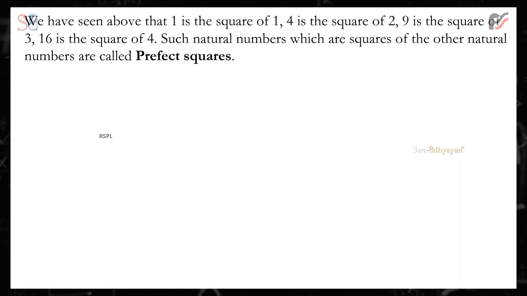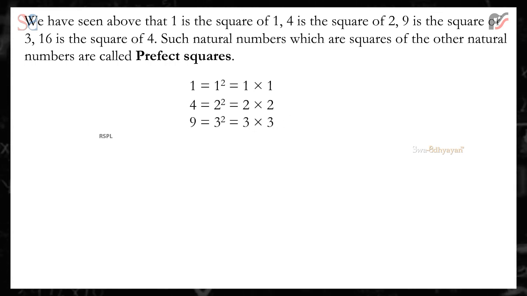Perfect square. We have seen above that 1 is the square of 1, 4 is the square of 2, 9 is the square of 3, 16 is the square of 4. Such natural numbers which are squares of the other natural numbers are called perfect squares. 1 is equal to 1 square, which is equal to 1 into 1. 4 is equal to 2 square, which is equal to 2 into 2. 9 is equal to 3 square, which is equal to 3 into 3. 16 is equal to 4 square, which is equal to 4 into 4.